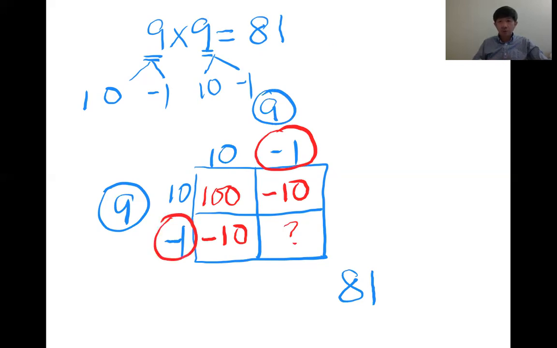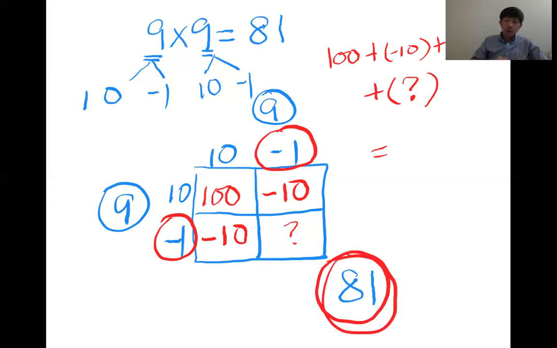We don't know, but we have to find it out, okay? So adding up the partial products: 100 plus -10 plus another -10, plus a question mark, which is a negative times a negative, right? And then do we know the final answer? The final answer here is 81, right? Because 9 times 9 is equal to 81. So actually this is 9 times 9, right?